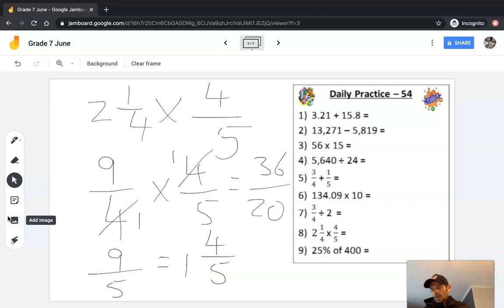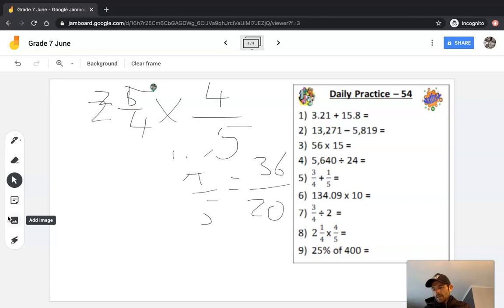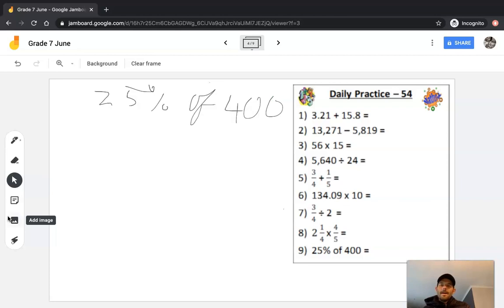Okay? And then your last question is to find 25% of 400. And well done if you recognize that 25% is a quarter, and that all you needed to do was divide 400 by 4. Okay, that's great. If you didn't recognize that 25% is a quarter, then what you would have needed to do was to say 25% over 100 times 400 over 1. All right. Remember that 25 over 100 is the same as a quarter. So you could have just written a quarter times 400 over 1.